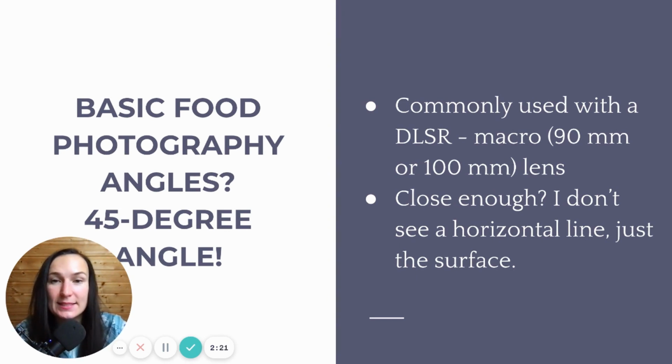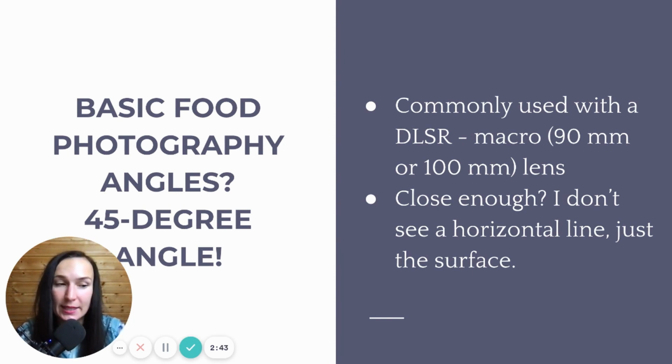So, the basic food photography angles. First of all, the most common one is the 45-degree angle. This is commonly used with a DSLR camera, especially when you have a macro lens, and you're shooting like this. If you're close enough, you don't see the horizon line. But you can try this one with a phone as well.